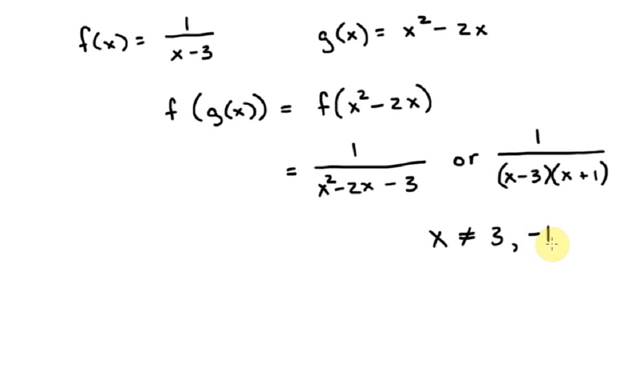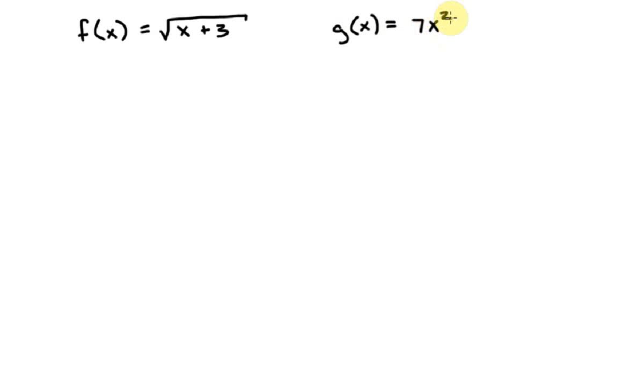It's interesting because you can see 3 was a problem in the original function f. But the negative 1 was never a problem for anybody, but it is in the composite function. So you really do have to go through and figure out what your composite function looks like in order to get the correct restrictions.